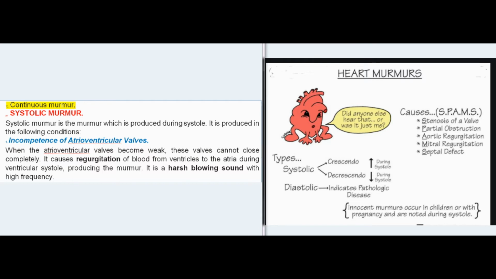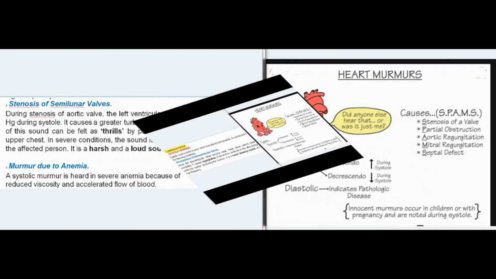When the atrioventricular valves become weak, these valves cannot close completely. It causes regurgitation of blood from ventricles to the atria during ventricular systole, producing the murmur. It is a harsh blowing sound with high frequency.